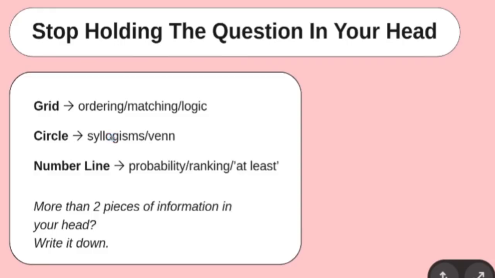These are three tools that I would use: a grid for ordering, matching, or logical puzzles, as I've just said. Circles for Venn diagrams or syllogisms, because syllogisms are a lot of words and Venn diagrams are a lot of data. I'd use a number line for probability, because it's all from 0 to 1, or for any sort of ranking, or for any sort of at least one question. So if you're holding more than two pieces of information in your head, and you're not confident you'll be able to carry any more, then stop and just write it down on your whiteboard.